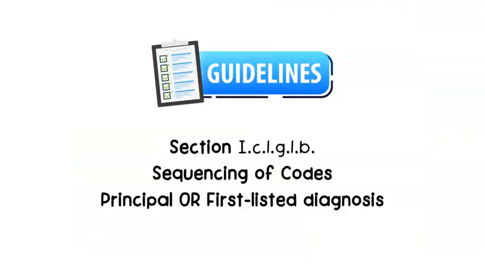The first guideline we will review for COVID-19 is I.C.1.g.1.b for sequencing of codes. What is sequencing all about? When COVID-19 meets the definition of principal diagnosis, coders should sequence ICD-10-CM code U07.1 for COVID-19 first. The appropriate codes for associated manifestations should come after this. There is mention of other situations in the guidelines, but for now, we will not discuss them.